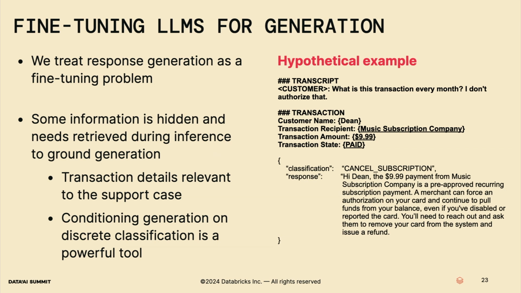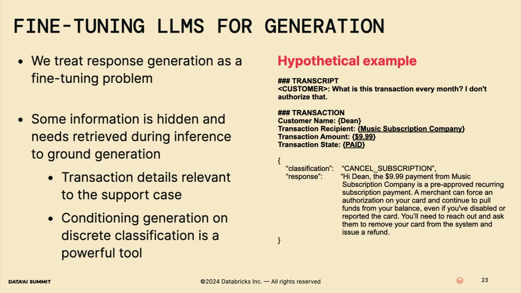So here's a hypothetical example over here at the right. You can read through that. I've mentioned this before, but we have a lot of hidden information that might need to be retrieved during inference. If a customer writes in and says, what is this transaction? Maybe they don't even specify the transaction in text here. I don't authorize that. It would not be uncommon to go and get the most recent transaction from their accounts, or sometimes in the app we'll ask them to pick a transaction they're concerned about. Once we have this discrete data, we can augment our prompt with that information. So here I've augmented it with my name, a recipient, a made-up generic music subscription company, the transaction amounts, and whether it's been paid out or pending.